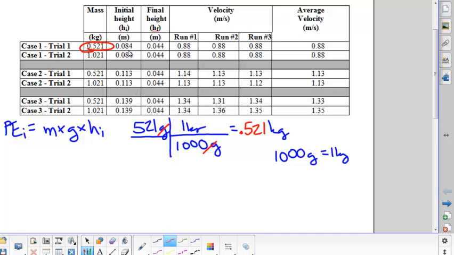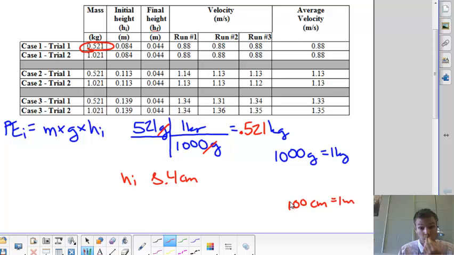I've already converted. The last thing you need to do is convert from centimeters to meters. I've already done it here, but let me show you how to do it. I did measure my initial height, and I had 8.4 centimeters. In order to convert centimeters to meters, I need a conversion factor: 100 centimeters equals 1 meter.